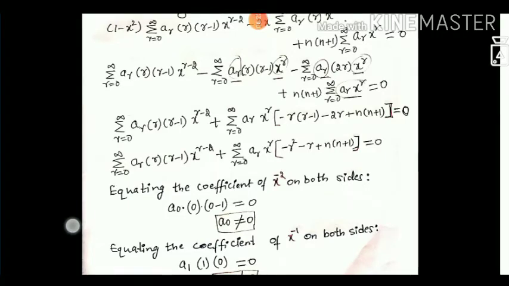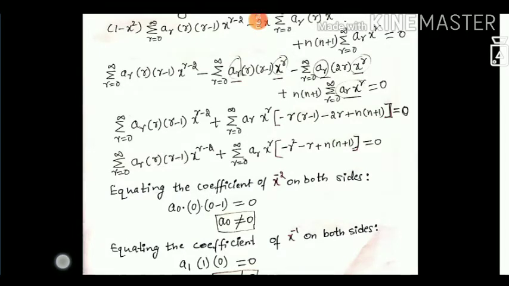So we equate a0 into, because in the first summation we have put r equal to 0. So a0 into 0 into this r is given 0, and r minus 1, that is 0 minus 1. Coefficient only we are equating. So this is the coefficient, equal to the right side, no x power minus 2 term, means 0.